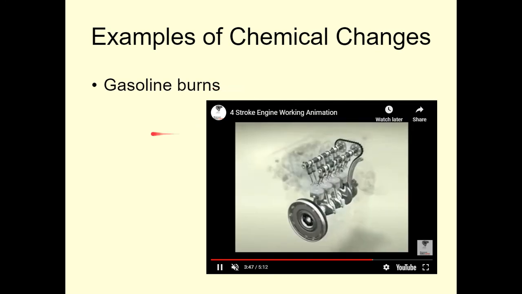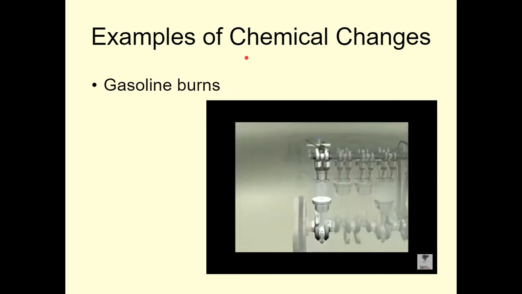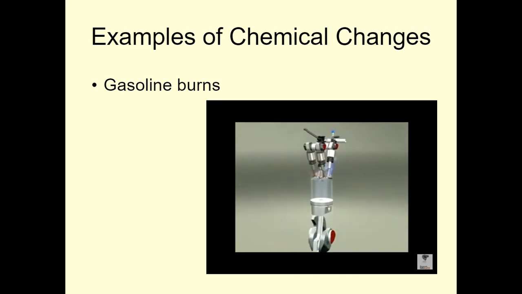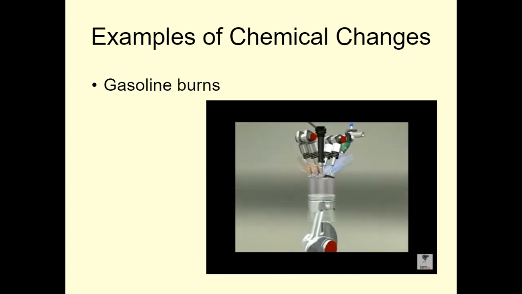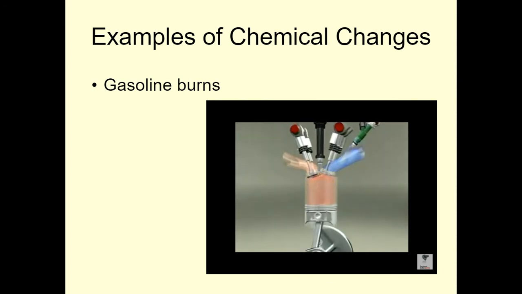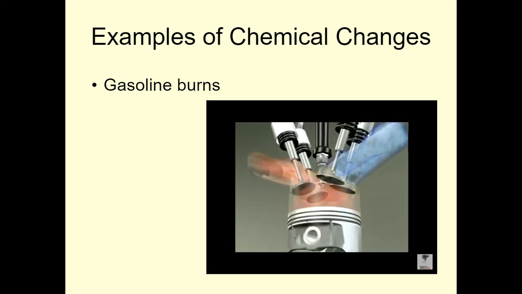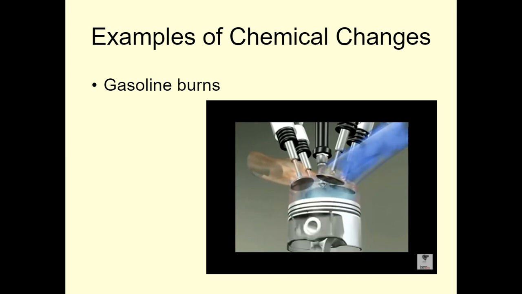Gasoline burning is another example of a chemical change. In an internal combustion engine, there is a chemical change taking place. We have gas or diesel being fed into a piston and being ignited, releasing gases and different products, like carbon dioxide and so on.